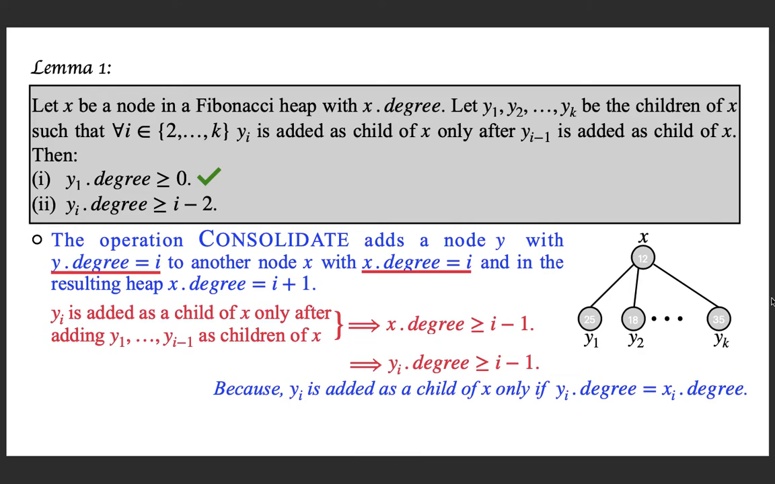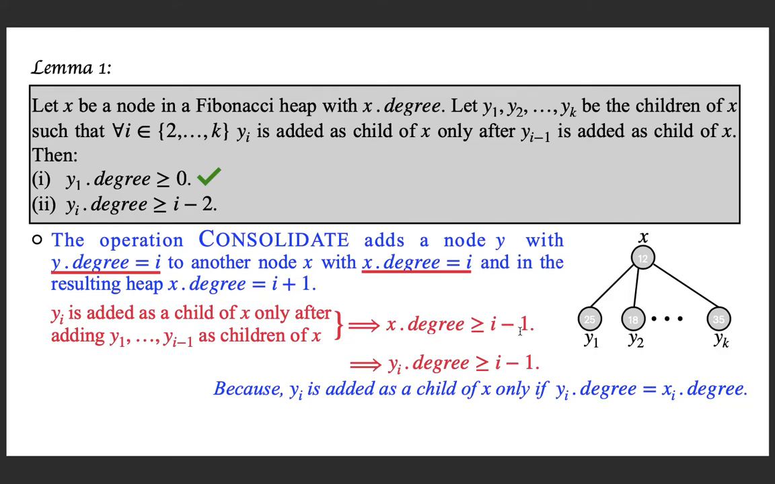Now because you are adding y as a child of x, both y_i and x must have the same degree. So the degree of y_i must be greater than or equal to i minus 1, because when you add y_i as a child of x, both x and y_i must have the same number of children, which is i minus 1.